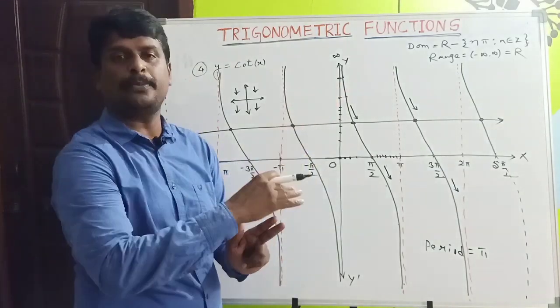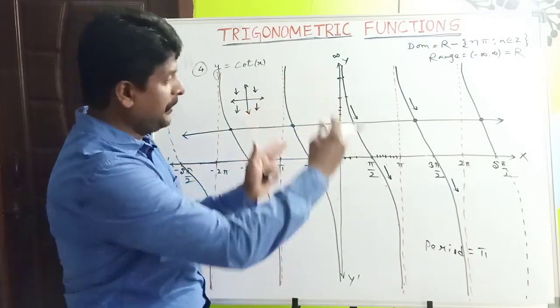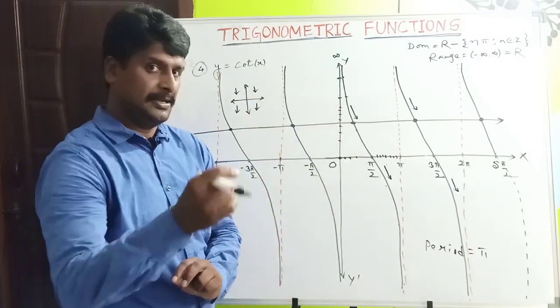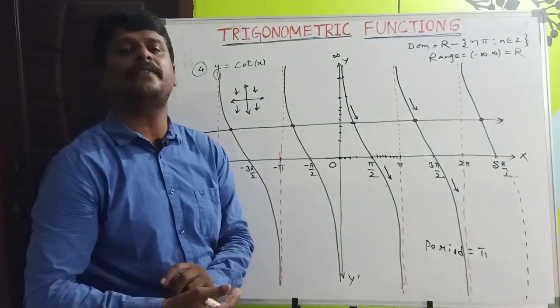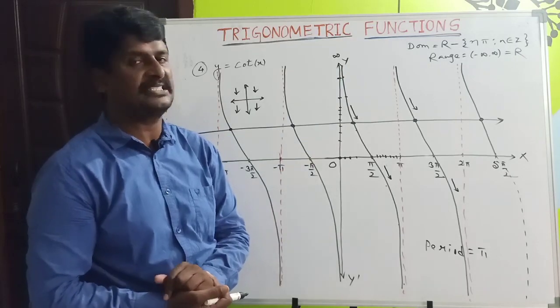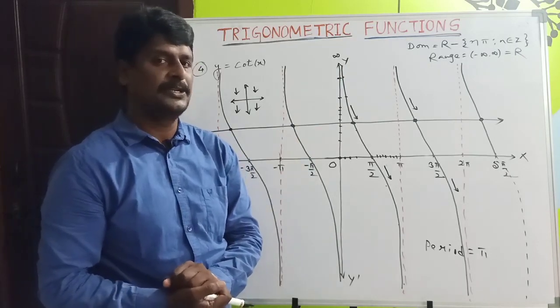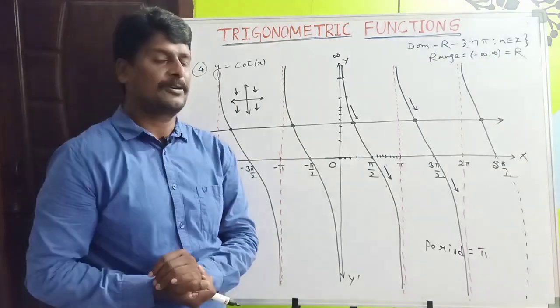It is continuous on its domain, differentiable on its domain, always a decreasing function, a periodic function with period pi. Minimum and maximum values do not exist. Domain is R minus the set of n pi such that n belongs to Z. Range is the set of real numbers. So this is about the cot x graph.